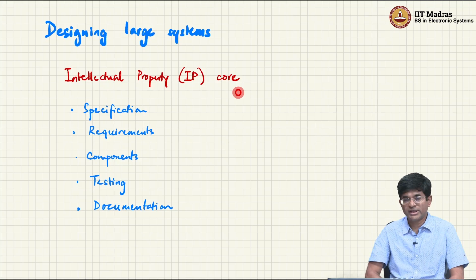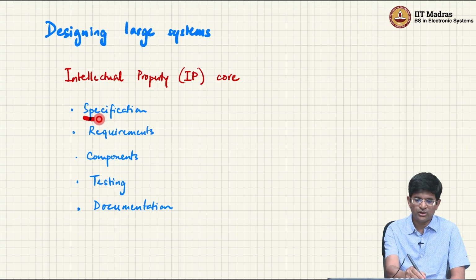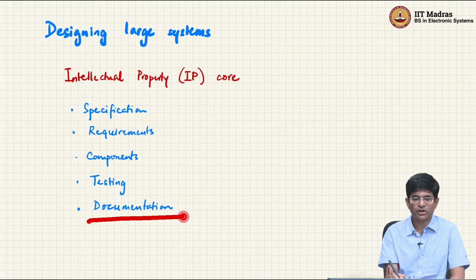So how do we go about designing large systems? The first thing you need to do is specify what you want, and that needs to get refined into a set of requirements. After that you choose a set of components which you are actually going to use in order to build the system that you have now specified and found clear requirements for. You then need to test and make sure that everything works properly, and finally come out with documentation which says how the thing works, how it can be used, what its limitations are, what the scope is, and so on.